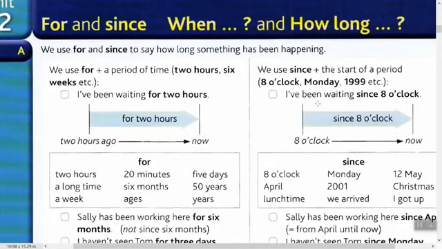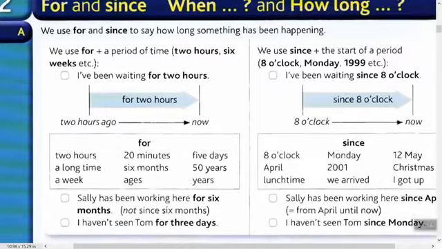Or we can use for. We can say I haven't seen my friend for a month. For a month. But when you have the beginning, the start of a period of time, we use what? We use since. Okay. For example, I haven't seen my friend since 12 May, since April, since lunchtime, since morning.